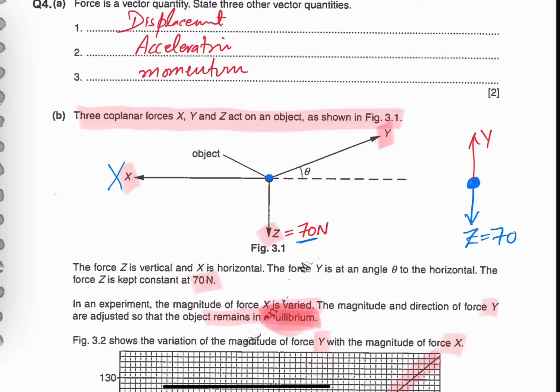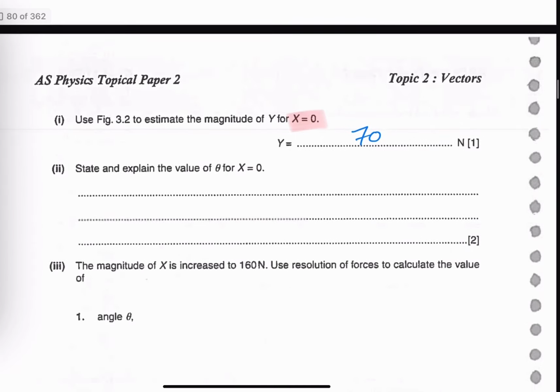So the value of this theta will be 90 degrees. Okay, that is the case. If this x force is removed, this y should be applied like this to balance this z force. So the angle will be, in that case, 90 degrees. Theta will be 90. So that you have to tell.